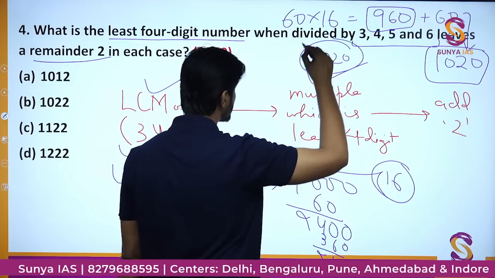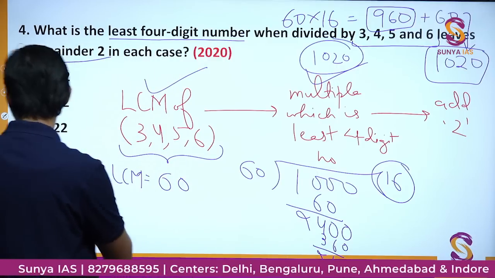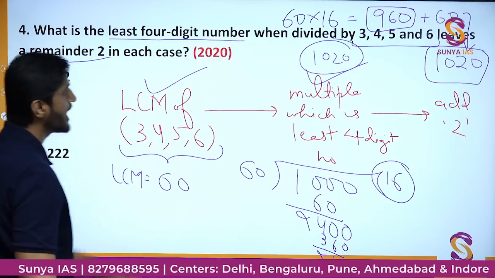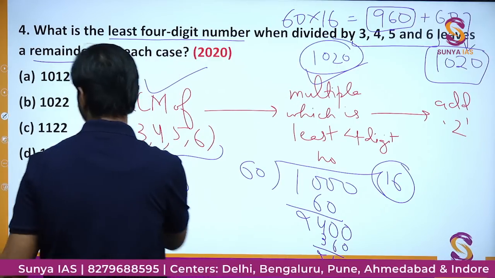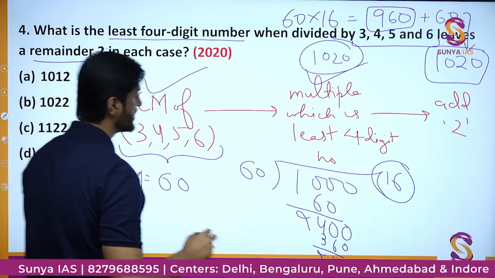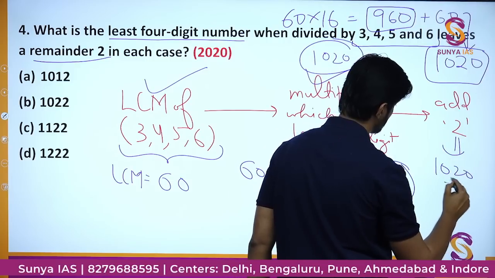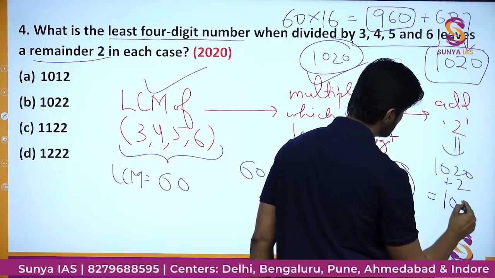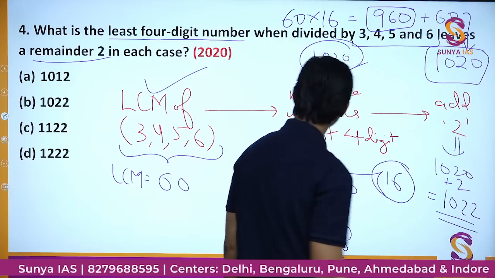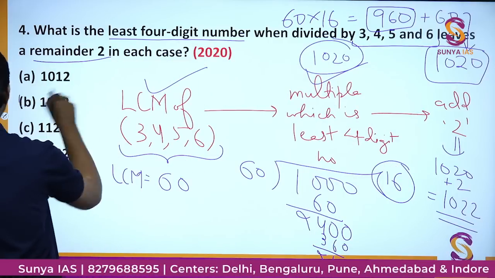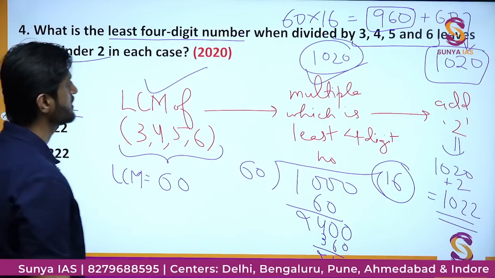And now in order to get the final number, what I need to do is just add 2 to this number so that it leaves the remainder of 2. And that number would be nothing but 1020 plus 2, that is 1022. Okay. So option number B is the correct option.